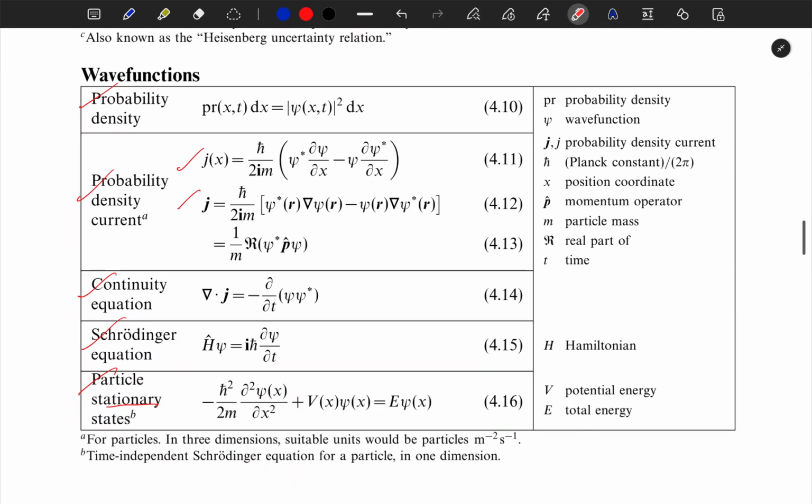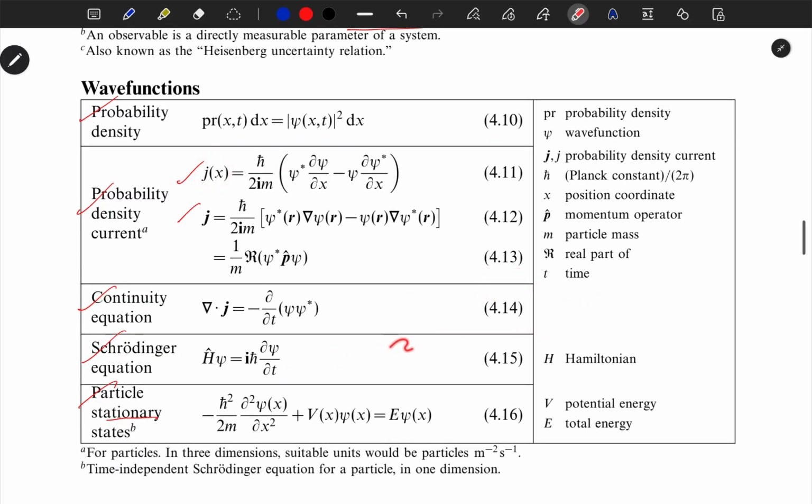Wave function, probability, that is psi star psi dx. The probability current density j is equal to h cut by 2mi times (psi star del psi del x minus psi del psi star del x). Continuity equation: delta rho by delta t plus divergence of j equal to 0. So j here is this current density, and rho is equal to psi star psi.